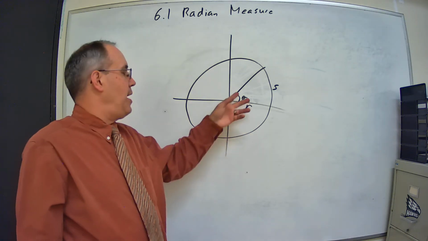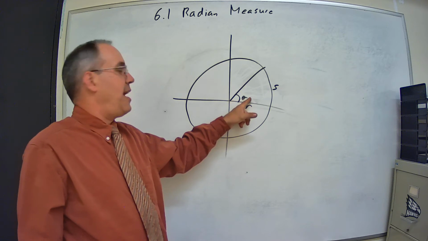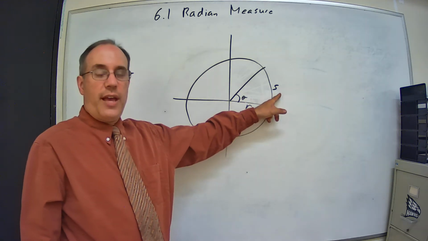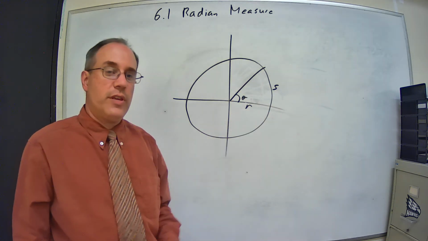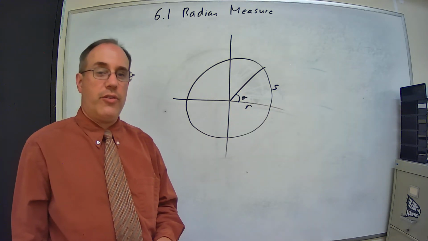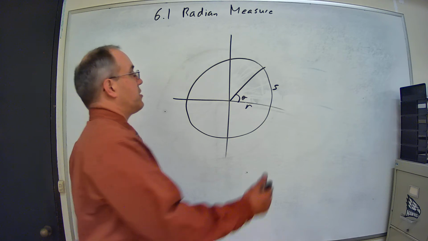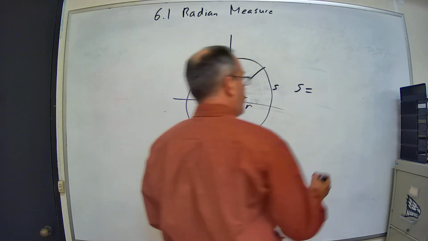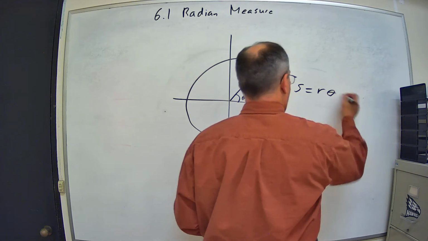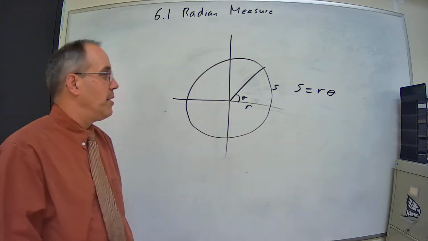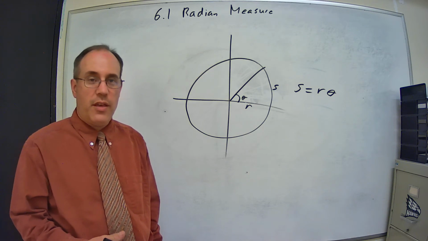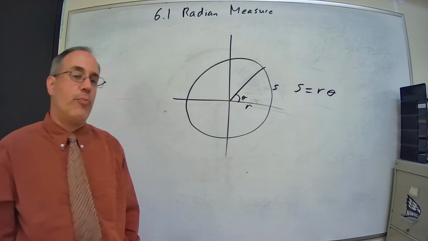Now, given any two of these, the angle in radians, the radius, and/or the arc length, we should be able to find the other one by simply using the formula S, the arc length, is equal to r theta. Now you may ask, well, Mr. Davis, how can I remember that? Well, let's put it this way.